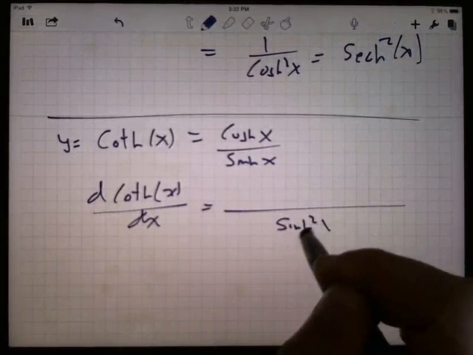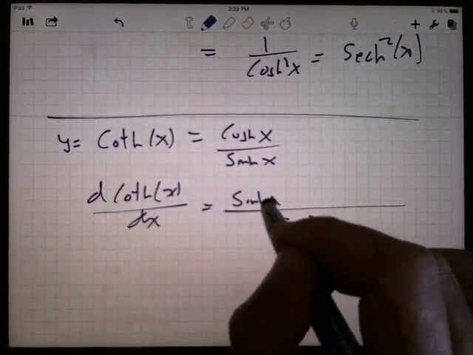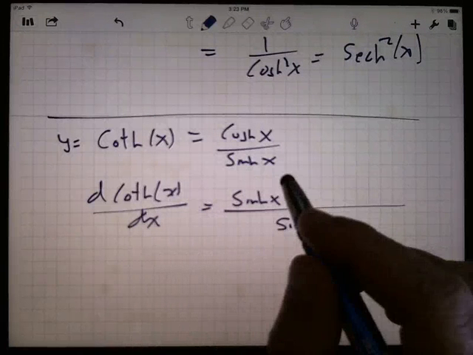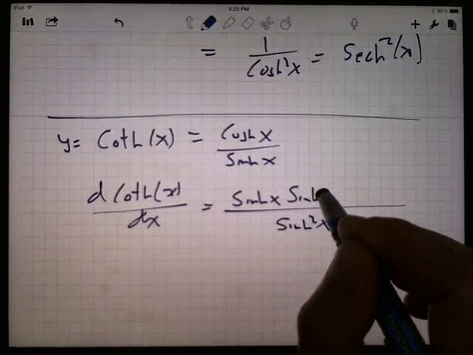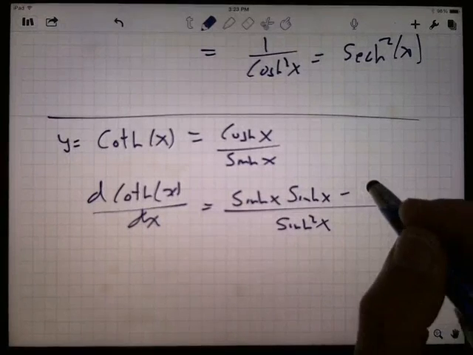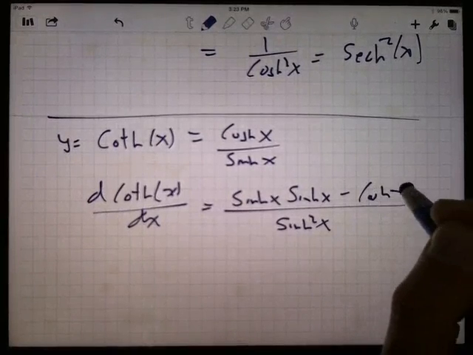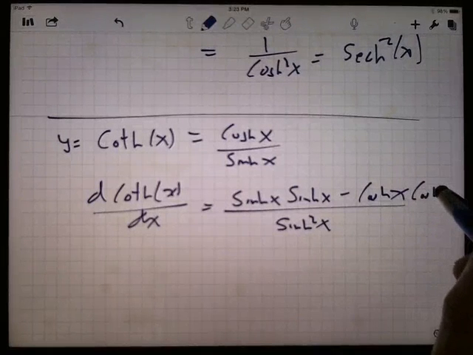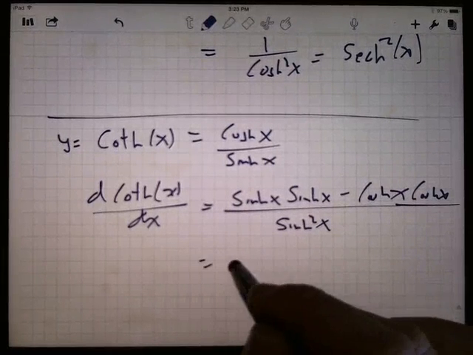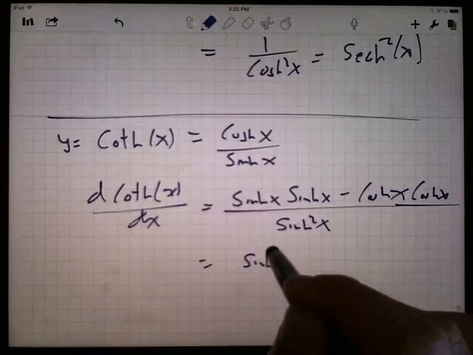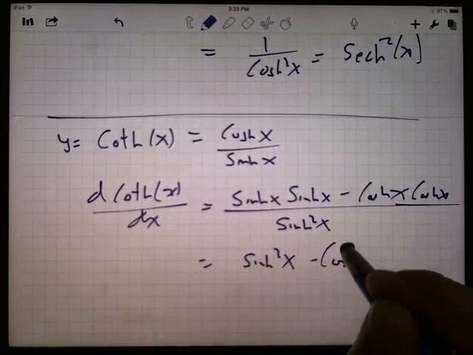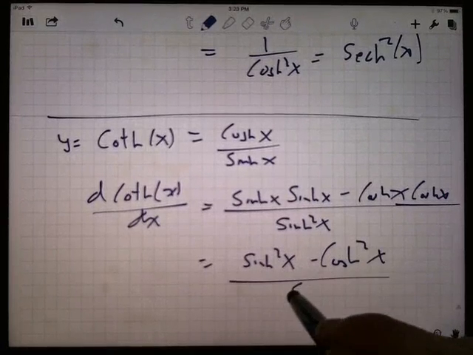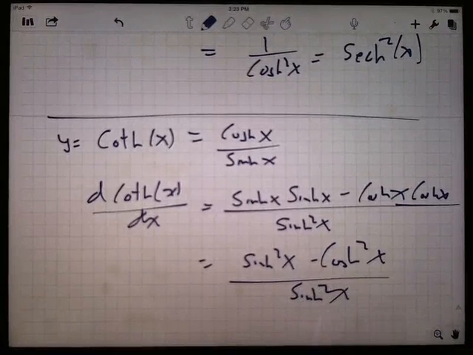I've got a sinh squared x on the bottom. I've got a sinh x times the derivative of the numerator, which is also sinh x, minus the numerator times the derivative of the denominator, but the derivative of the denominator is cos x. And what I have is sinh squared x minus cos squared x over sinh squared x.